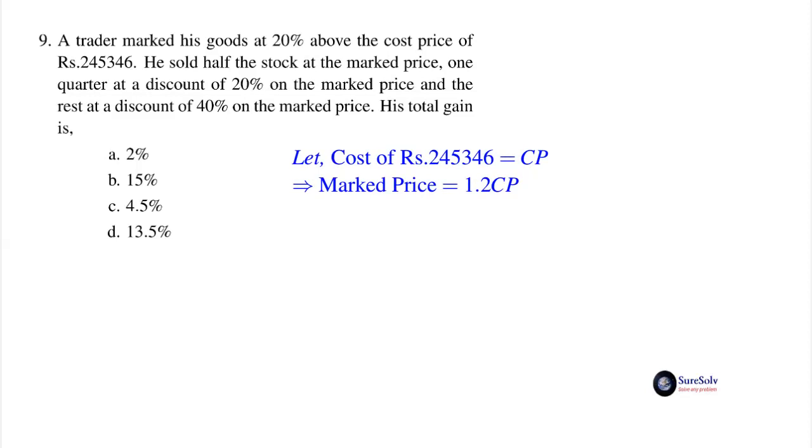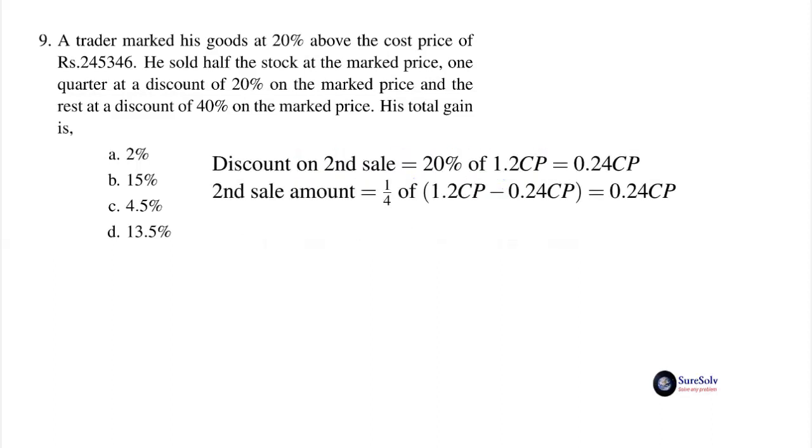We would simply assume it to be CP at the start. At 20% above cost price, marked price MP is 1.2 CP. This is the first sale price for half of the goods purchased. So first sale amount is half of 1.2 CP equal to 0.6 CP. Discount on second sale is 20% of 1.2 CP equal to 0.24 CP. So second sale price is 1.2 CP minus 0.24 CP equal to 0.96 CP.